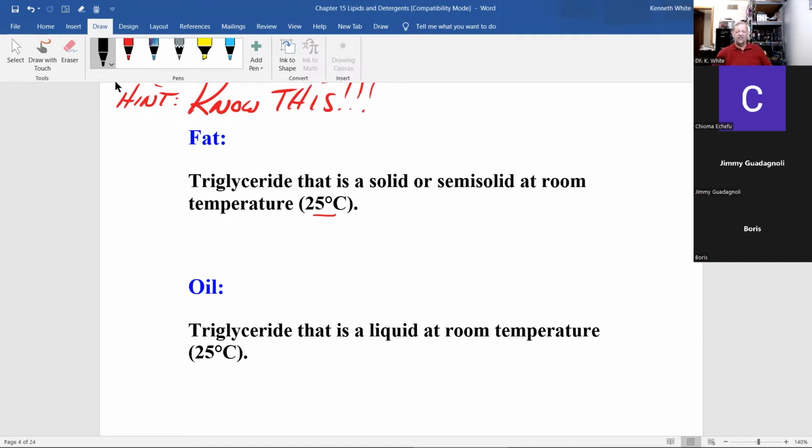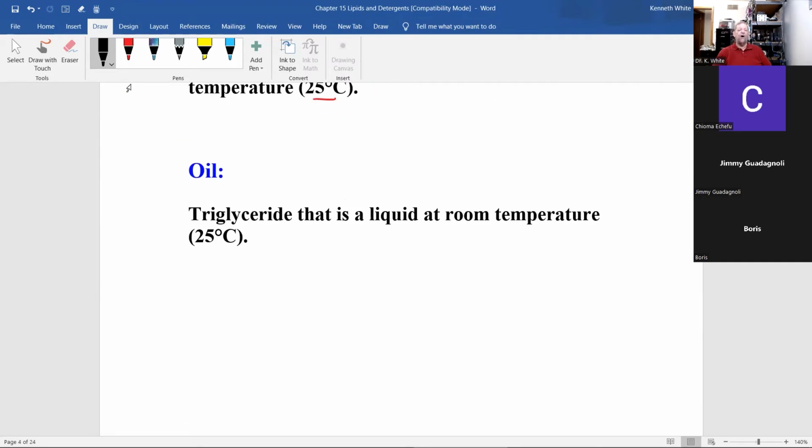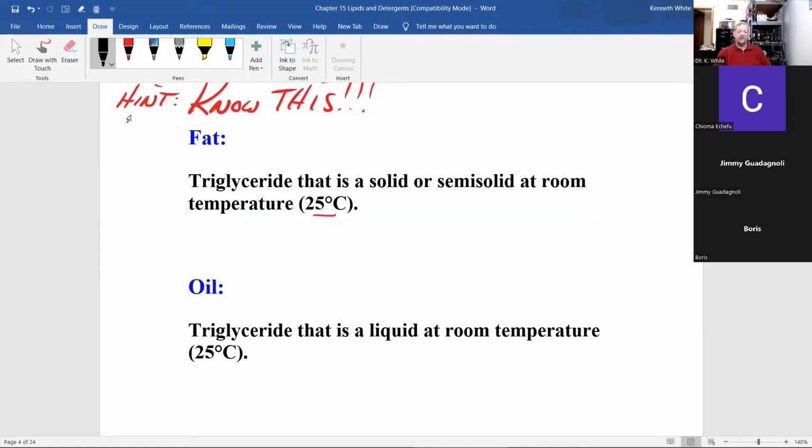And that's a semi-solid. Now, what is an oil? And you should know, an oil is a triglyceride that's a liquid at room temperature. And if you look at vegetable oil, olive oil, at room temperature, they're all liquids. What would be an example of a fat?